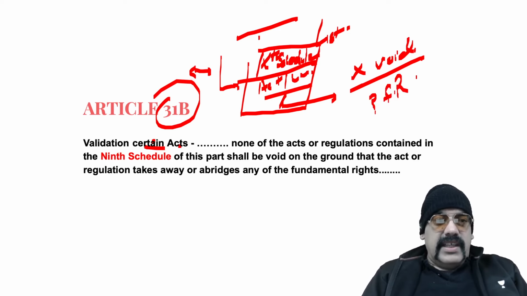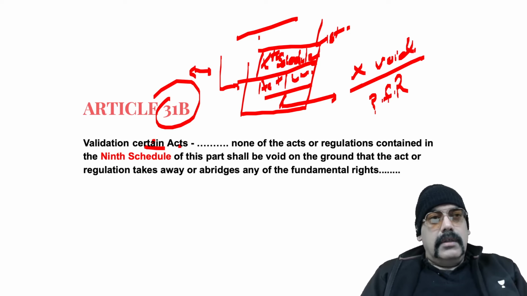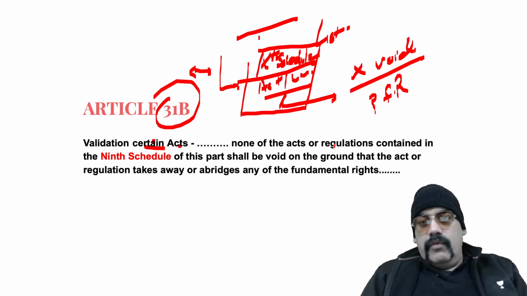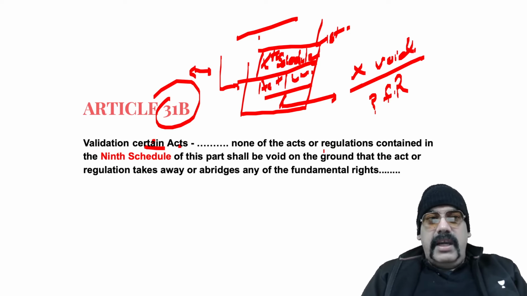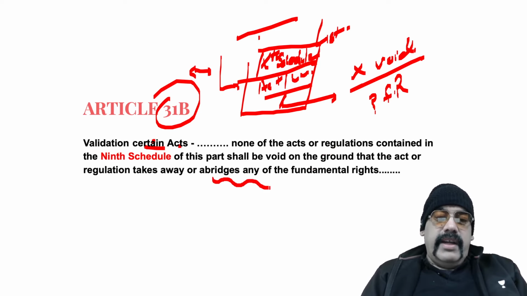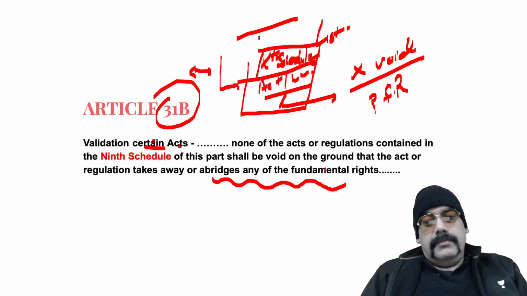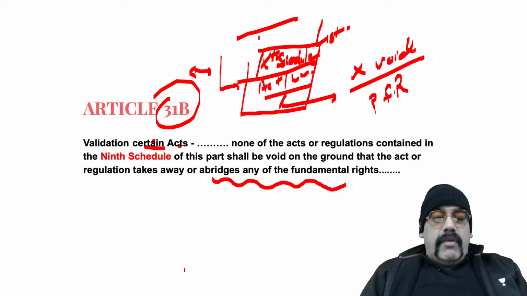Okay, so you take this vaccination, the 9th schedule. You put that vaccination to the law of which you are worried that one day it will be challenged. Don't worry, once this law is vaccinated, it will not be held null and void by any honorable courts, be it the Supreme Court or the High Court, only on the grounds that it is violating or abridging any other fundamental rights. Amazing. You are wise enough to understand 31A and 31B.